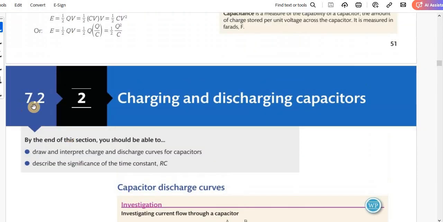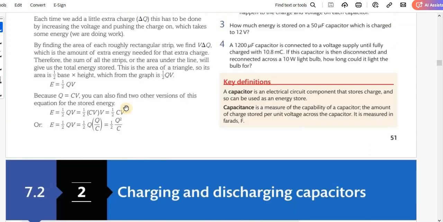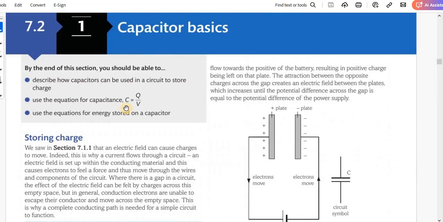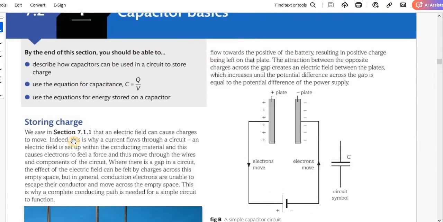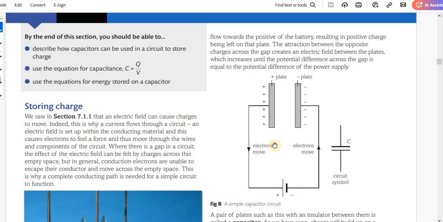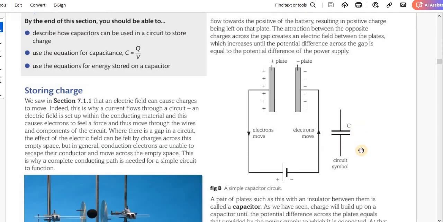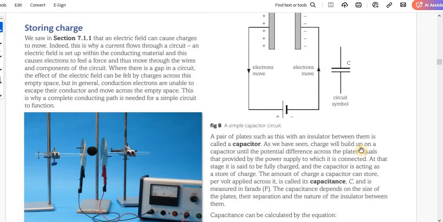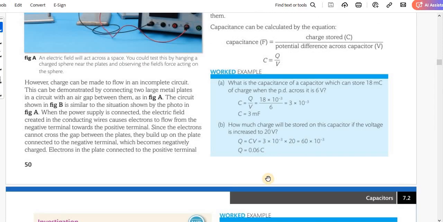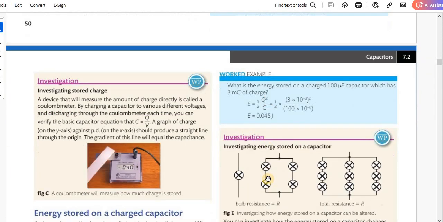Okay, so now we are in chapter 7.2.2. We have already completed 7.2.1, capacitor basics. See, electrons move from the positive to the negative. This is the symbol for a capacitor. The letter is capital C, which is used to indicate the capacitance, but the unit of capacitance has the letter capital F. So don't confuse the C for charge and the C for capacitance.